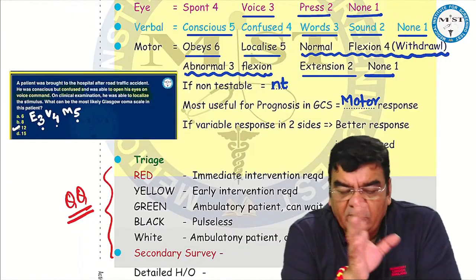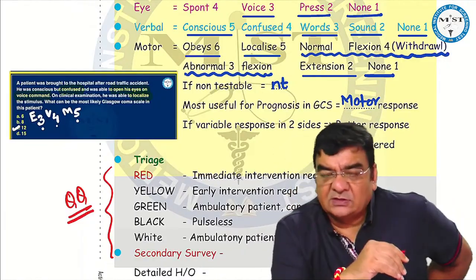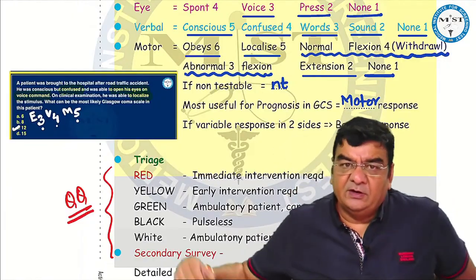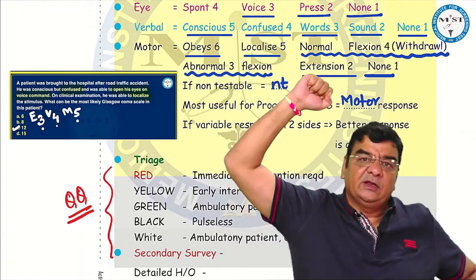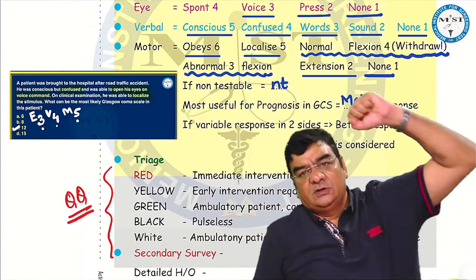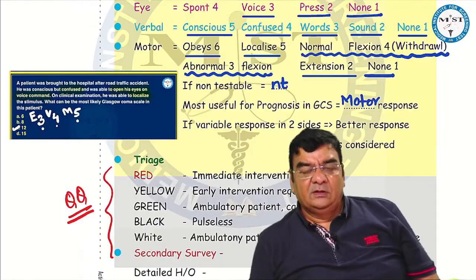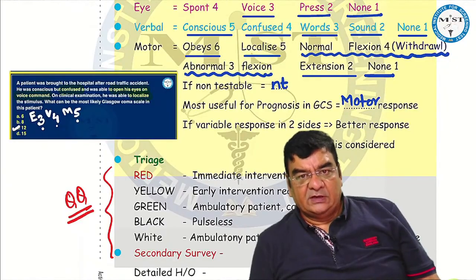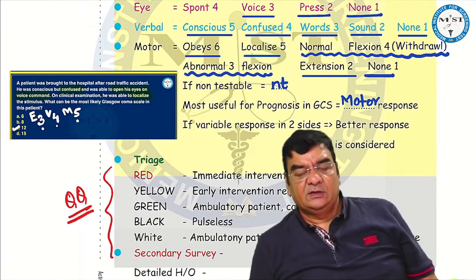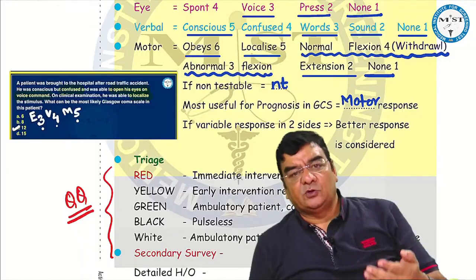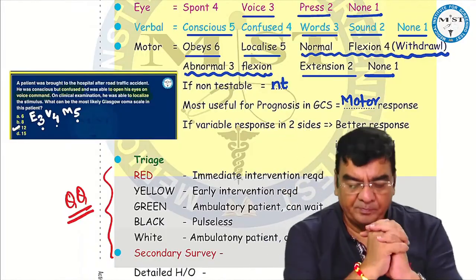Sometimes there may be a variable response on two sides. Suppose you ask the person to raise his right upper limb. He raises the right upper limb. That means he is obeying the commands. But if you ask him to raise the left upper limb and he does not raise the left upper limb, that means it is not motor 6 on the left side. There is a variation between right and left side. In such cases, better response is considered in GCS.